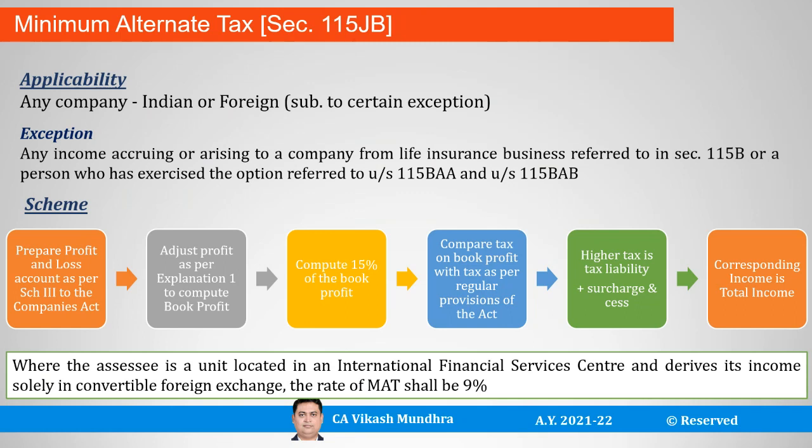However, if your unit is located in an International Financial Service Center, then instead of 15%, apply only 9%. Relating to the income which relates to a unit located in IFSC, instead of 15%, apply 9%. Got it? Any question? This is the basic scheme.